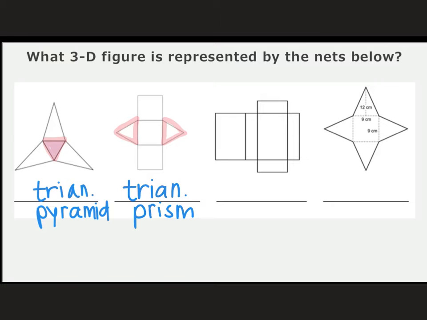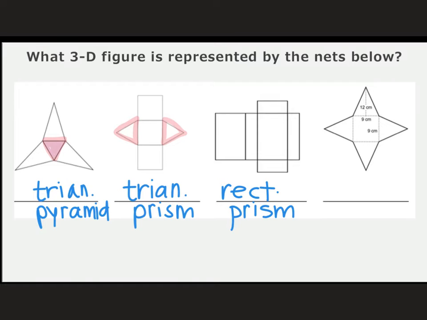Next, everything's a rectangle. If everything's a rectangle, that's going to be a rectangular prism. Remember, in a prism, your sides are rectangles. Your bases, which are rectangles here, tell you what the first word is. So rectangular prism for that one.